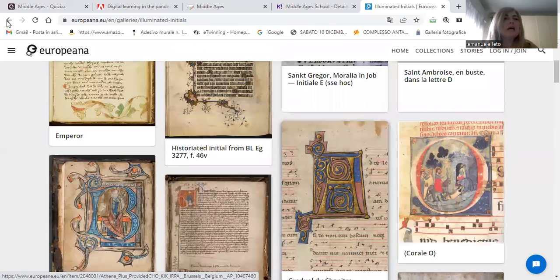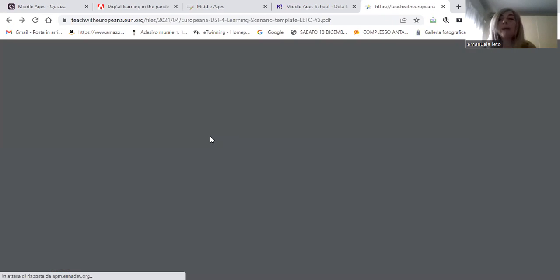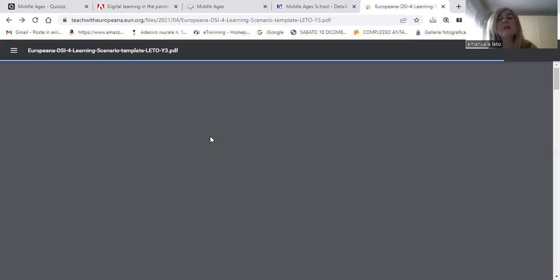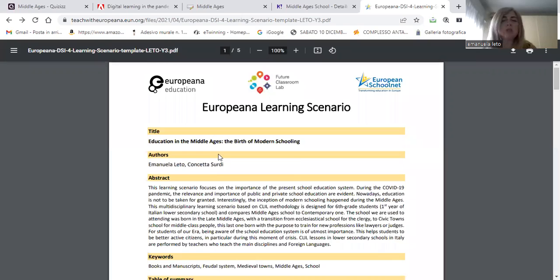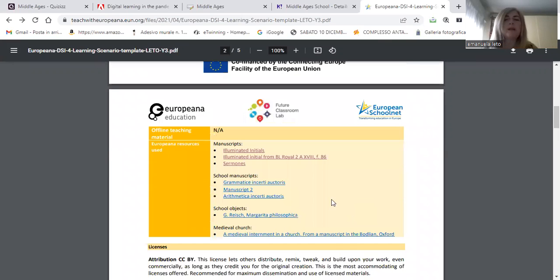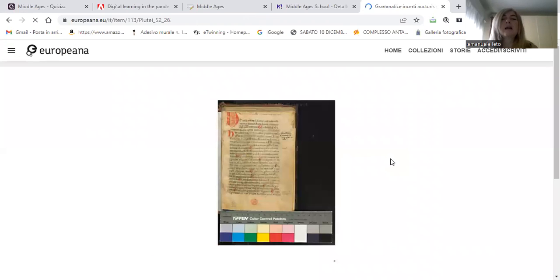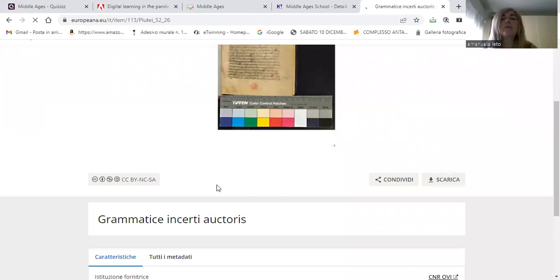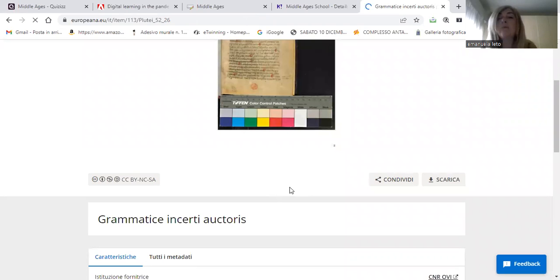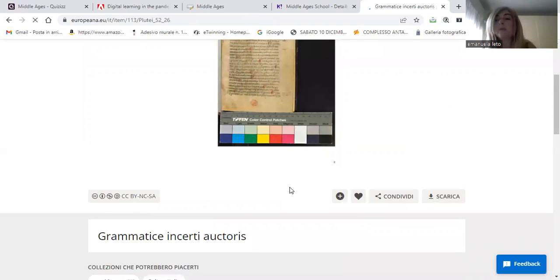Apart from this, to make the learning more interactive, I used some digital tools in which I conveyed the same images that I found in the Europeana collection, for example, some of the school manuscripts, for example, this. It's an example of a grammar book, and we compared this example grammar book with their grammar books.